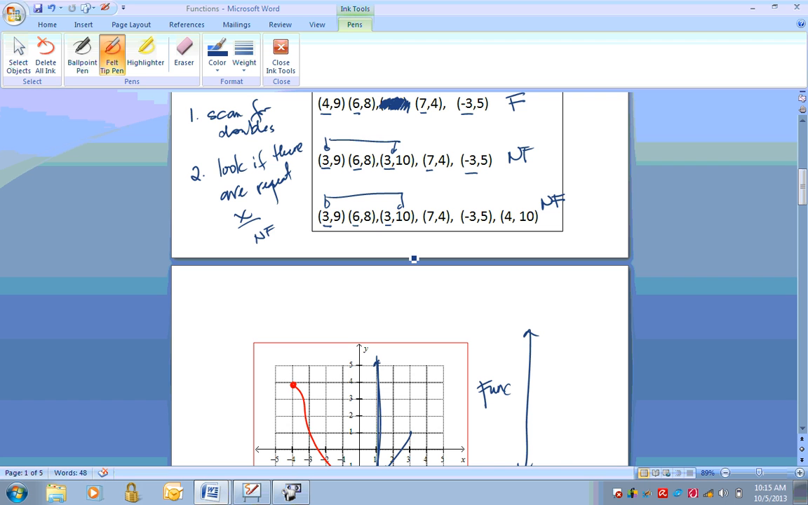Okay, so let's do a flip on it. It's okay to have more than one repeating y value. It's not okay to have a repeating x value.